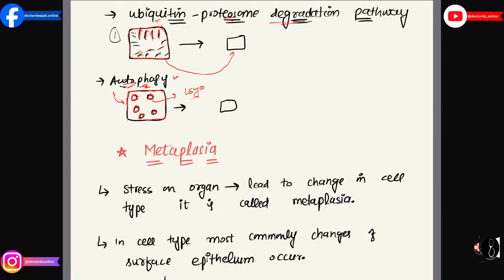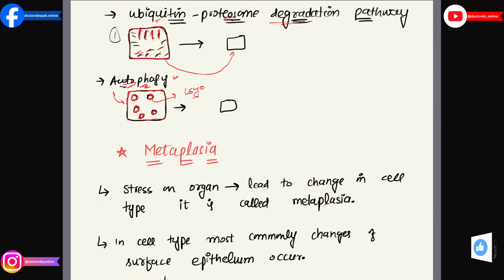So autophagy simply means it is a process of cellular component degradation in which the cell forms vacuoles, and those vacuoles are fused with lysosomes, and when the vesicles are fused with lysosomes, those lysosomes will destroy the cellular components. So that's how the cell size will decrease eventually. So that's all about atrophy.